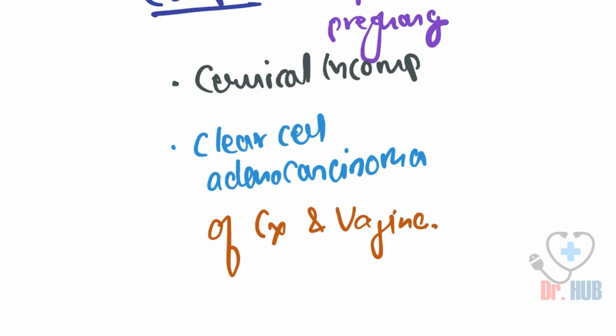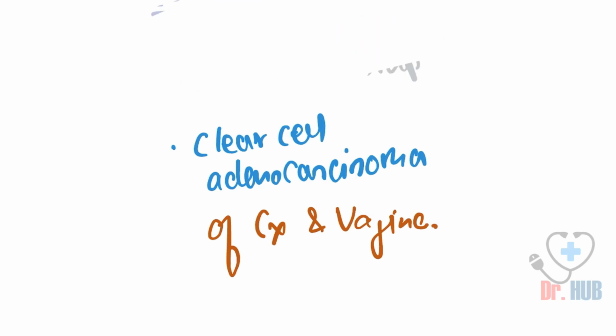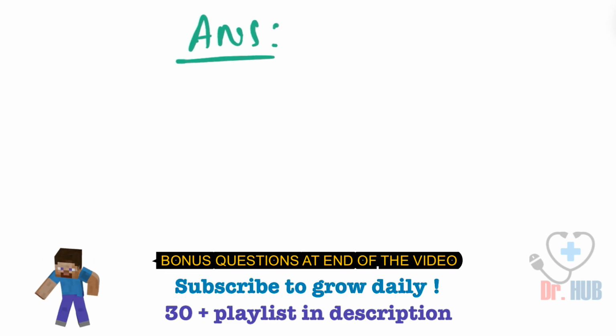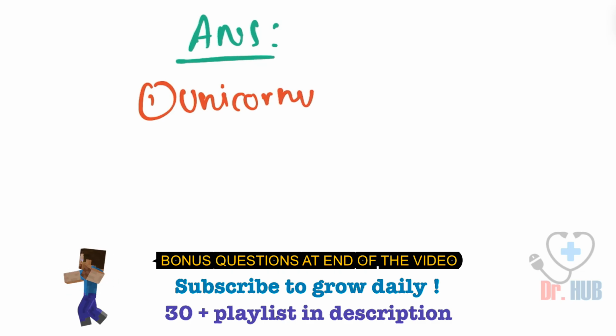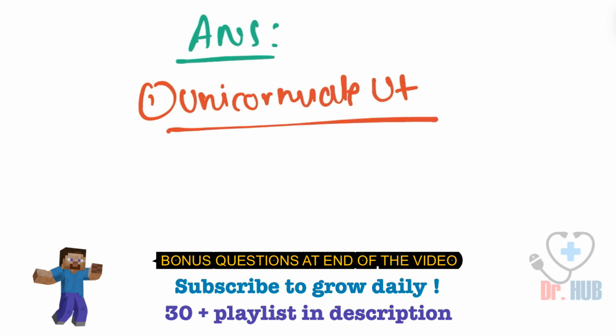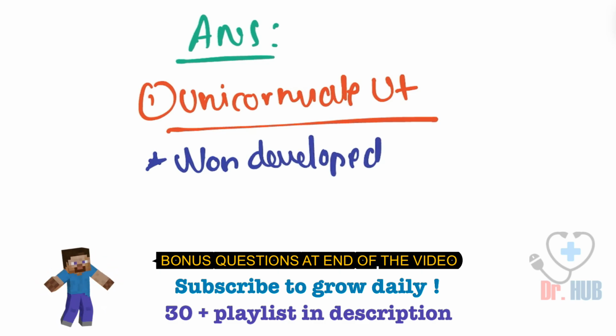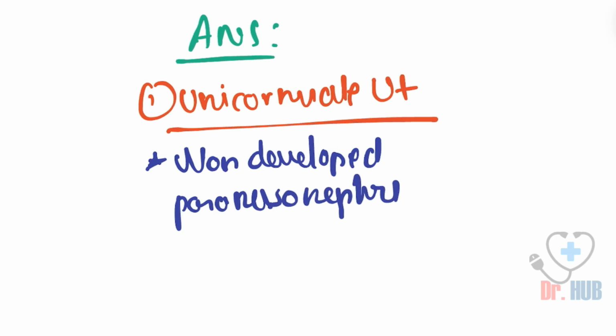So now we look at the answers to our questions. So what are the questions we asked? The first question we asked was, what is the unicornuate uterus? The feature of the unicornuate uterus is the non-developed paramesonephric duct.